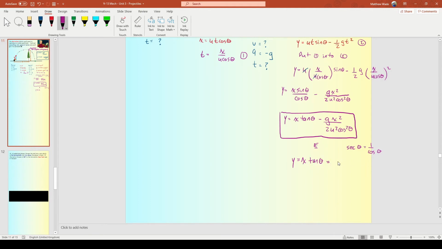x tan theta equals x tan theta, take away gx squared sec squared theta over 2u squared, and that's it. And there's the other format. So boom, both variants of the equation of trajectory, bish bash bosh, done.